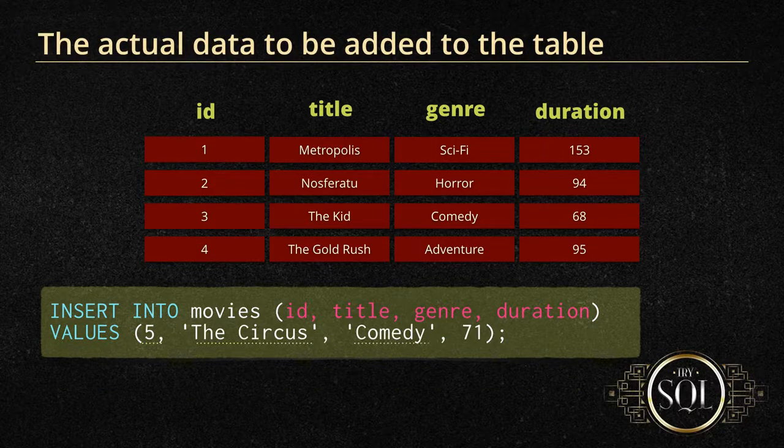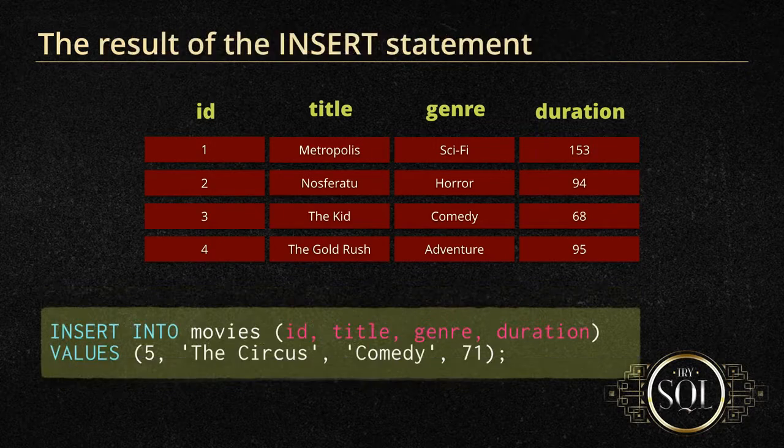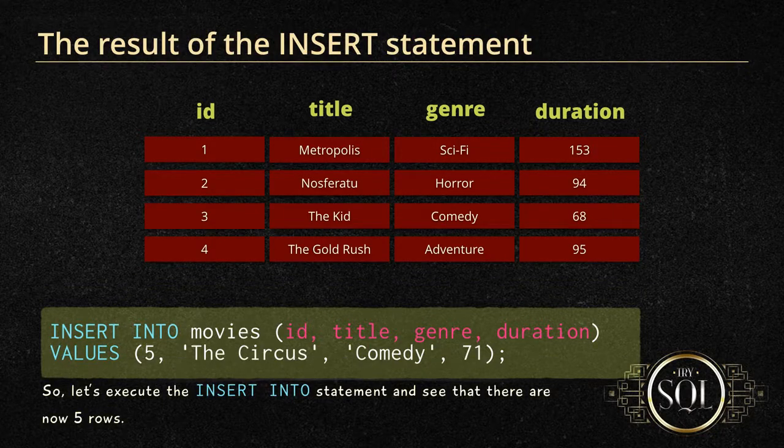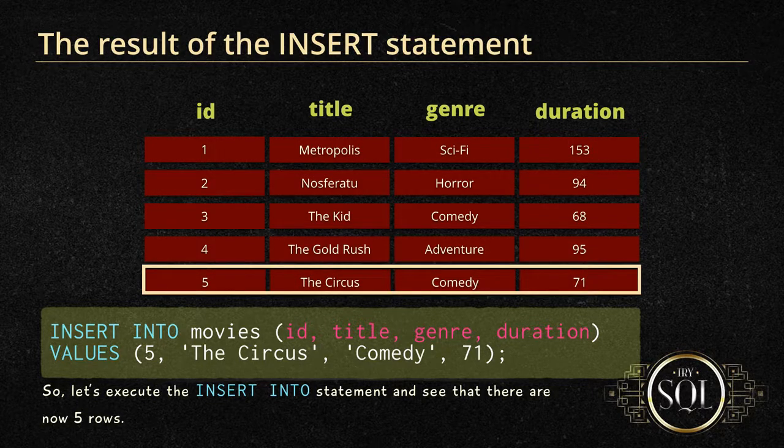Finally, the actual values are entered. Check out those quotes surrounding the strings of characters. Remember those? Very important. So we execute the insert into statement and see that the movies table goes from having 4 rows or records to having 5 rows.